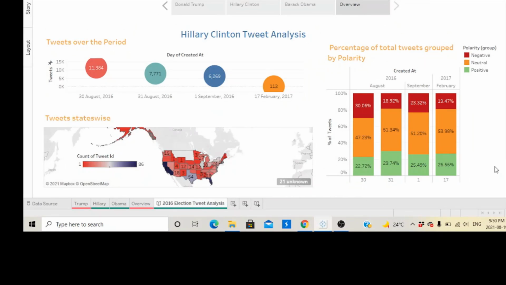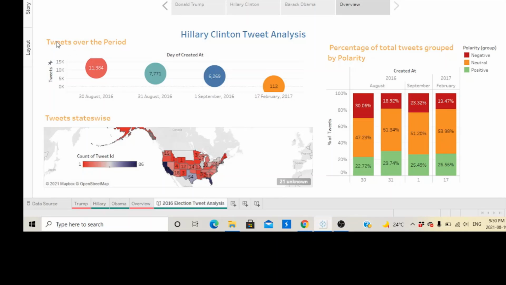Hi, I selected Hillary Clinton for my tweet analysis. I would like to talk about three things here: tweets over the period from August 2016 to February 2017, then the location the tweets are coming from, and the polarity percentage.